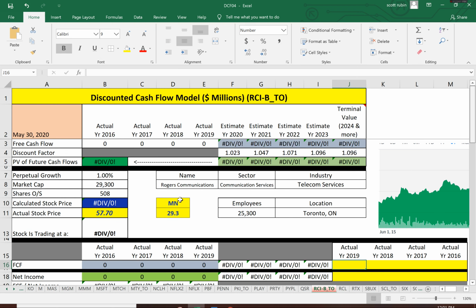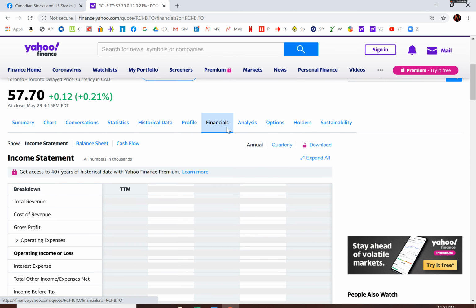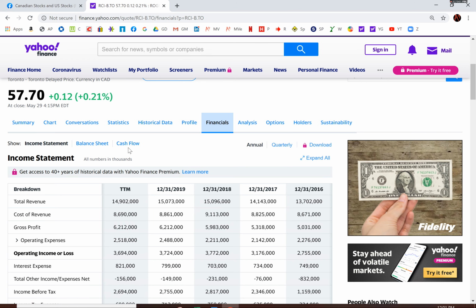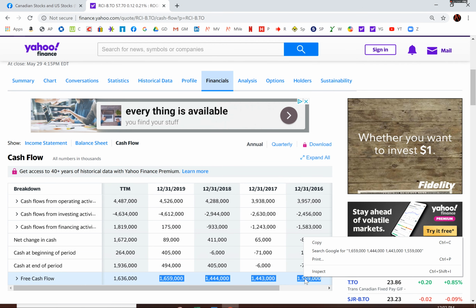Next is free cash flow. And the best way to calculate the value of a company is to estimate future free cash flow and discount that back to today's dollars. That's exactly what we're doing in the video.